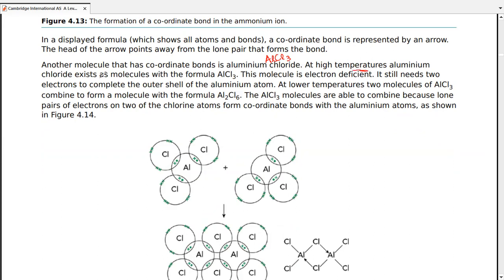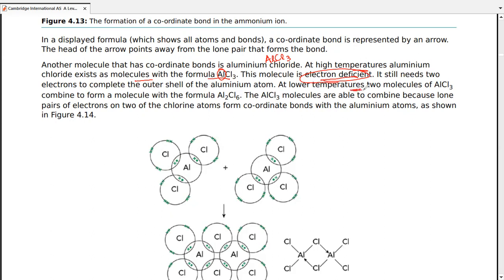At high temperatures, aluminum chloride exists as molecules with the formula AlCl3. This molecule is electron deficient. Don't forget it has an atom from group 13, so it's pretty similar to BF3 in its structure. That's why it's electron deficient. It still needs two electrons to complete the outer shell of the aluminum atom.